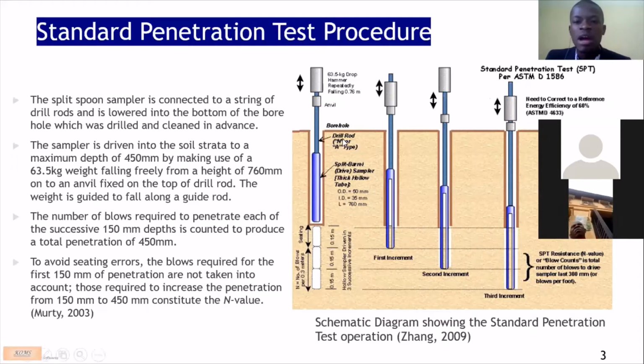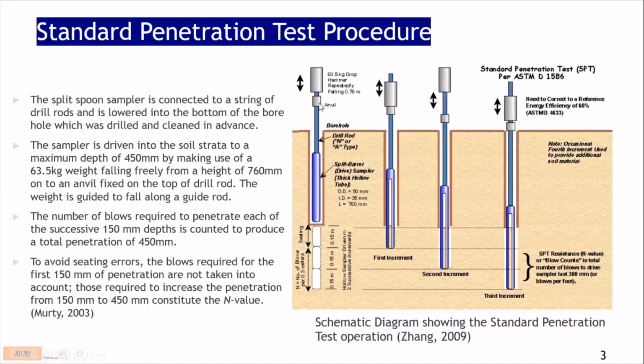This is a schematic diagram of the standard penetration test. So you see the hammer, the anvil, and the split spoon sampler. After the first increment of 150 mm, that is the seating drive, which is usually not taken into consideration. Then the second increment is another 150 mm, then the third one, another 150 millimeter increment. So that makes a total of 450 millimeter to consider for the number of blows.